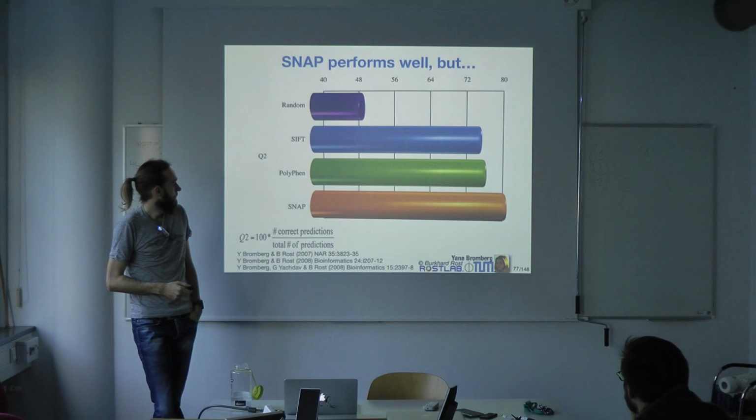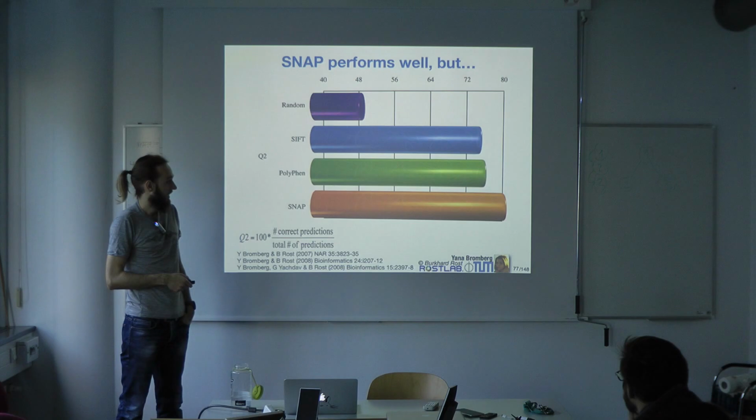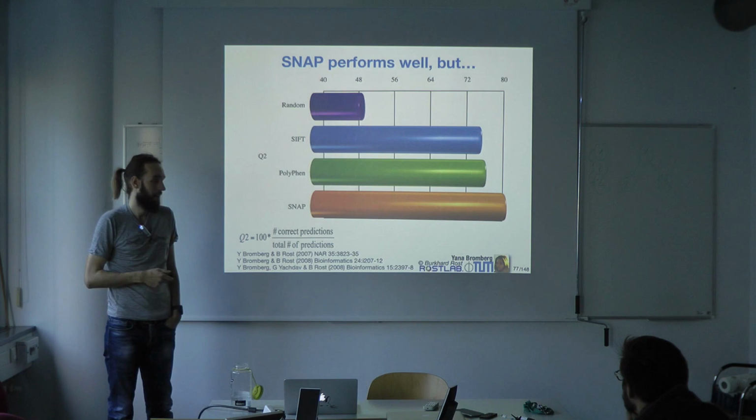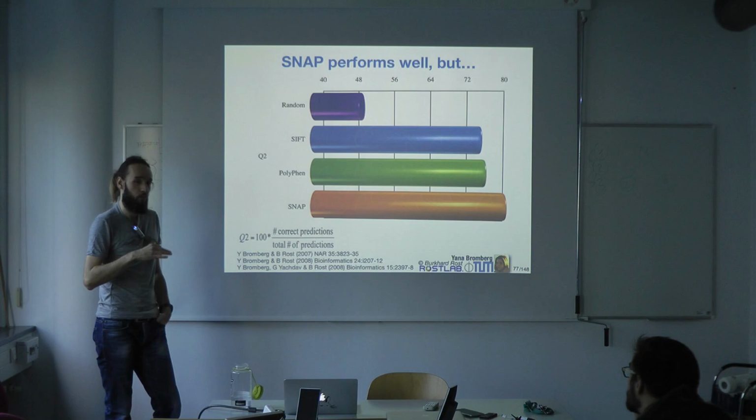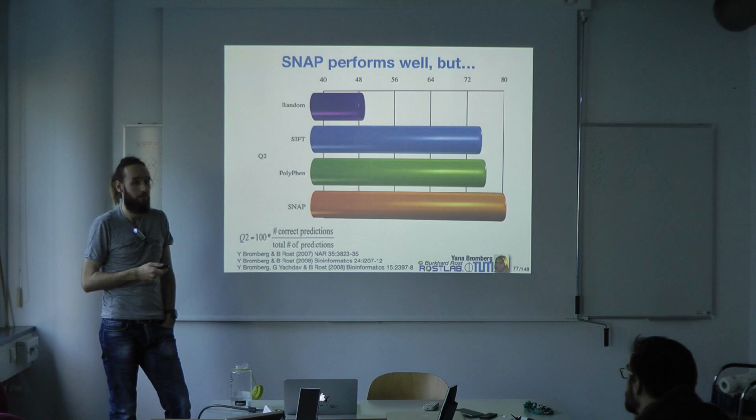This is again the performance of SNAP, now compared to other methods. These are SIFT, and this is PolyPhen 1, which is simpler than what I presented, but the idea is the same. You can see SNAP is better than these two, but not by that much. And given that SNAP has a much more complicated approach, this is maybe not what you would want to see. Ideally, you would hope for a bigger difference here.